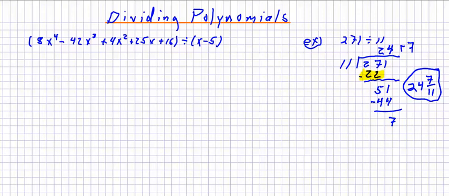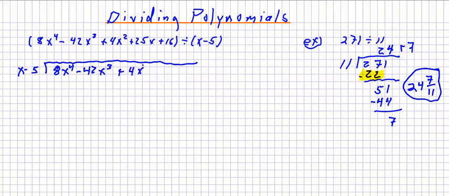So the same idea over here. We have x minus 5 and we have 8x to the 4th minus 42x cubed plus 4x squared plus 25x plus 16. Be neat. I know that this isn't really neat, but this is really easy to do. It's also very easy to make mistakes.